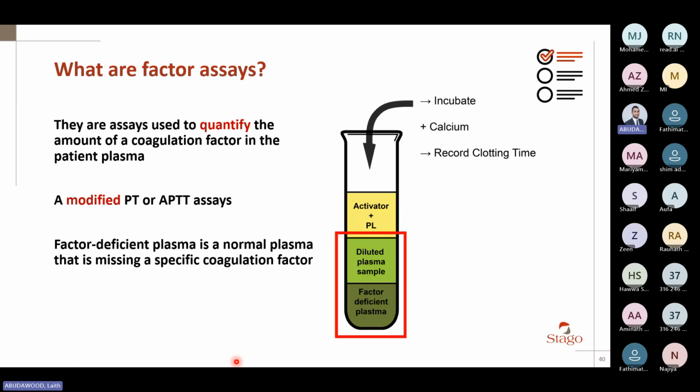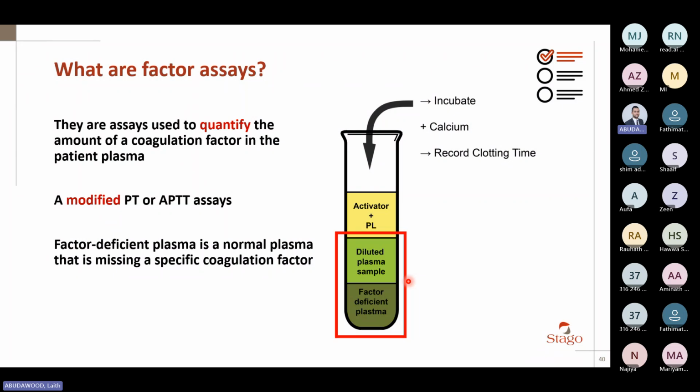And the modifications are simple. For PT or APTT assays, normally we do not dilute the plasma sample. For factor assays, we usually dilute the plasma. For example, in the Stago case, we dilute the patient plasma 1 to 10 before I run the factor assay. Of course, the machine does it for you, you don't do it by yourself. But in the routine PT or APTT, we do not dilute the plasma. So this is the first difference between factor assays and regular PT APTT.